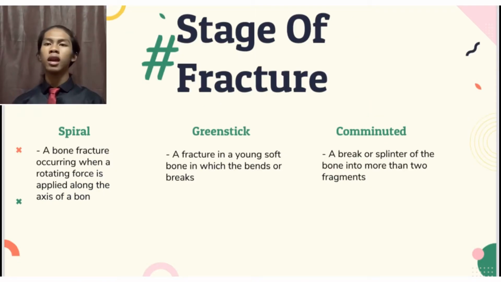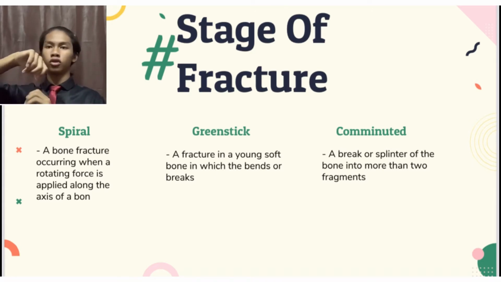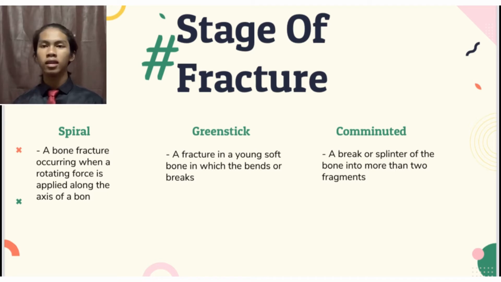The next one is spiral, also known as torsion fracture. This is when a bone fracture occurs from a strong force applied along the axis of the bone. So spiral is the bone twisting with a force. The next one is greenstick. Greenstick is a fracture in a young soft bone in which the bone will bend or break. And the last one is comminuted fracture, which is a break or splinter of the bone into more than 2 fragments.